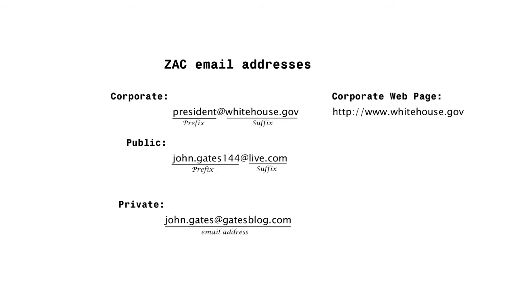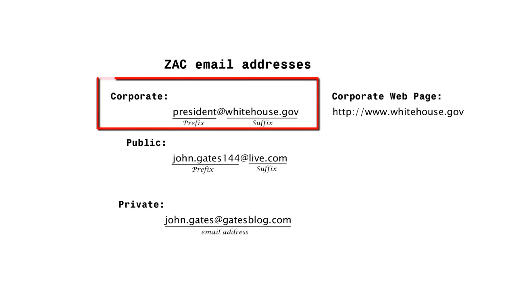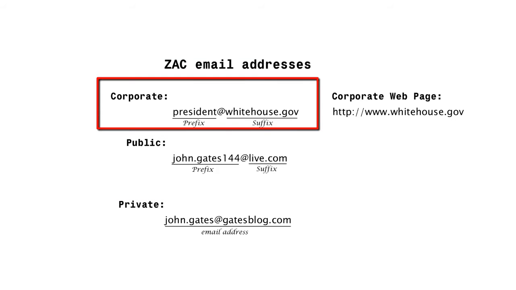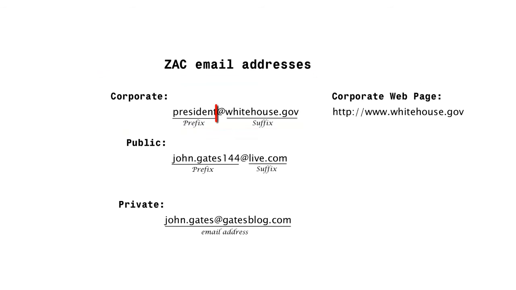ZAC supports 3 types of email addresses: corporate, public, and private. Corporate emails have domains that can be assigned to all employees of a certain company. For example, whitehouse.gov is used by all of the members of the White House staff. Normally, the corporate email domain is the same as the corporate web page domain.